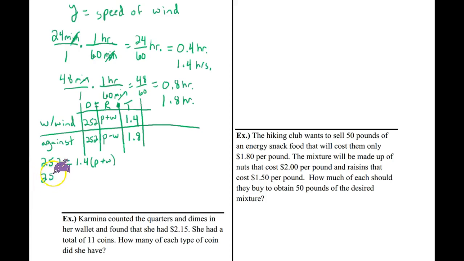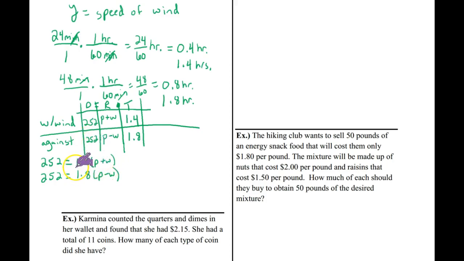Same thing with my trip against the wind. Distance equals my rate, which is here, times time. I'm just writing the time first. And there you go. I have two equations and two unknowns. From here, I can do a couple things. I could distribute, but then I've got these decimals that I have to deal with, 1.4 and 1.8. They're not amazing decimals. Or I could try to divide both sides by that and get the variables alone.